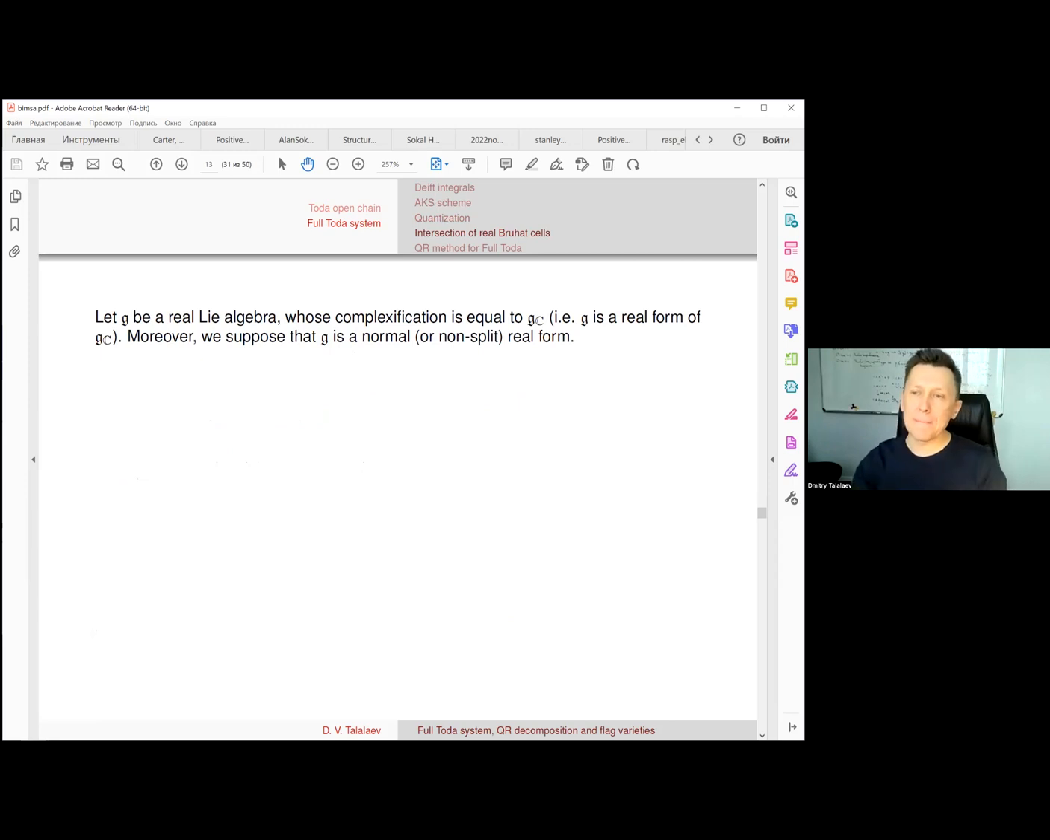Now I will talk about some geometric application of this interesting system. So it was applied to the geometry of intersection of real Bruhat cells. And I need to introduce some notation. So let G be a real Lie algebra whose complexification is G_C, and moreover, I suppose that G is a normal or non-split real form.